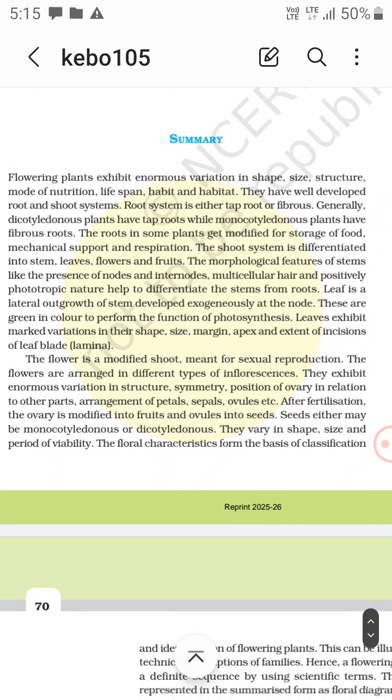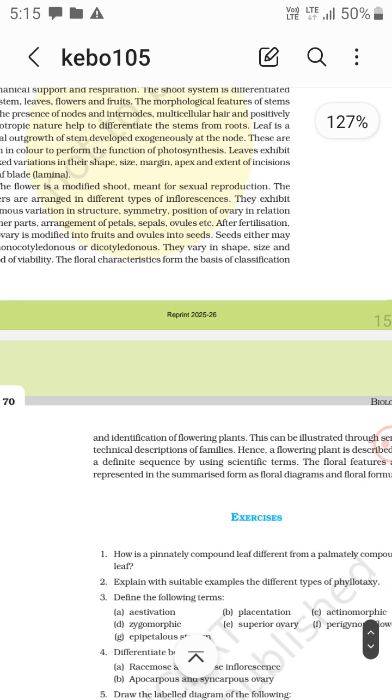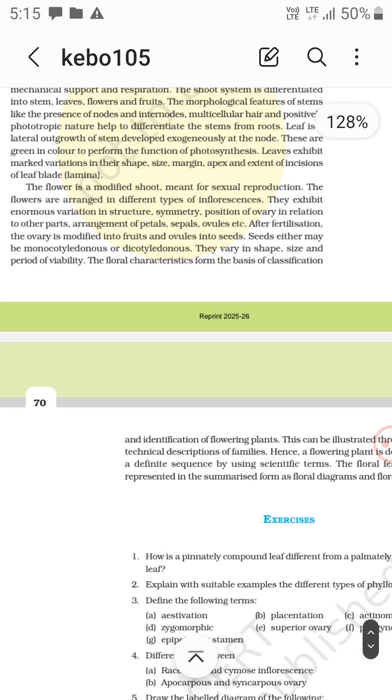Now the morphological features of stems, like the presence of nodes and internodes, multicellular hair, and positively phototropic nature, differentiate the stems from leaves. Okay, leaf is a lateral outgrowth of stem developed exogenously at the node. Okay, seeds either may be monocot or dicot. They vary in shape, size, and period of viability.